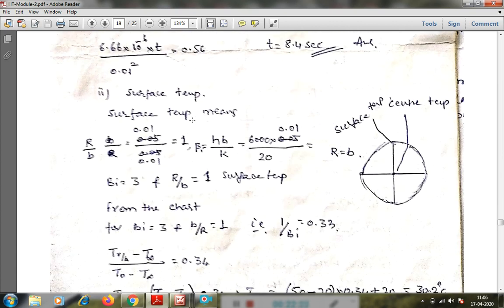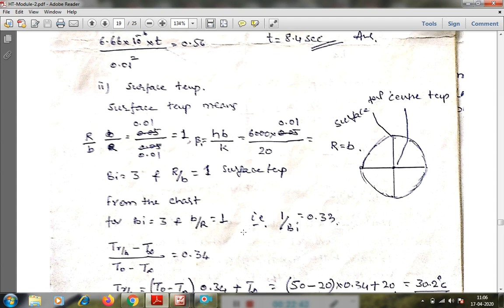Then the surface temperature. Surface means r is equal to R, so the r by R ratio will be 1. Then the Biot number hR by k we already determined. For the Biot number of 3, for the r by R ratio of 1, we have to find this ratio.